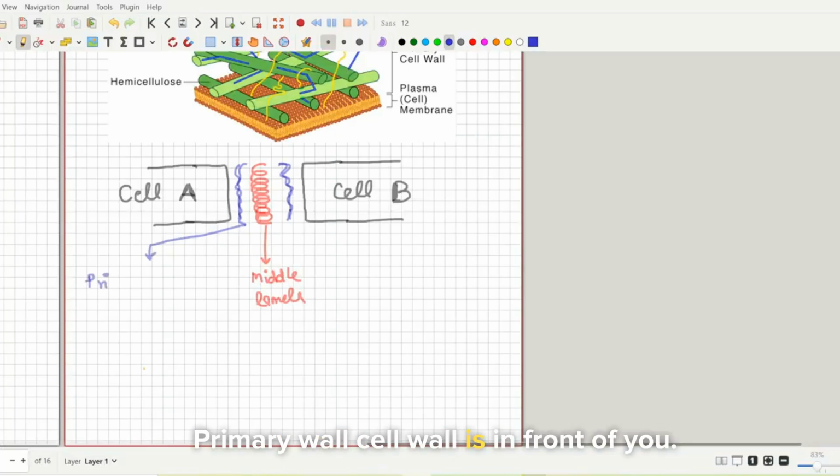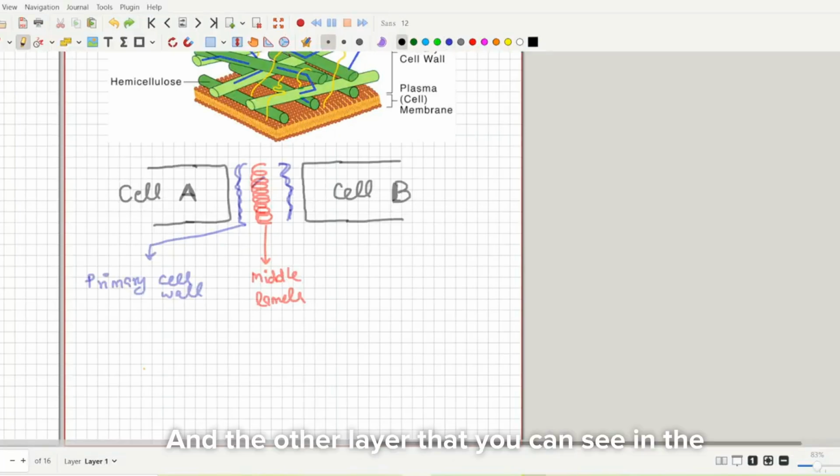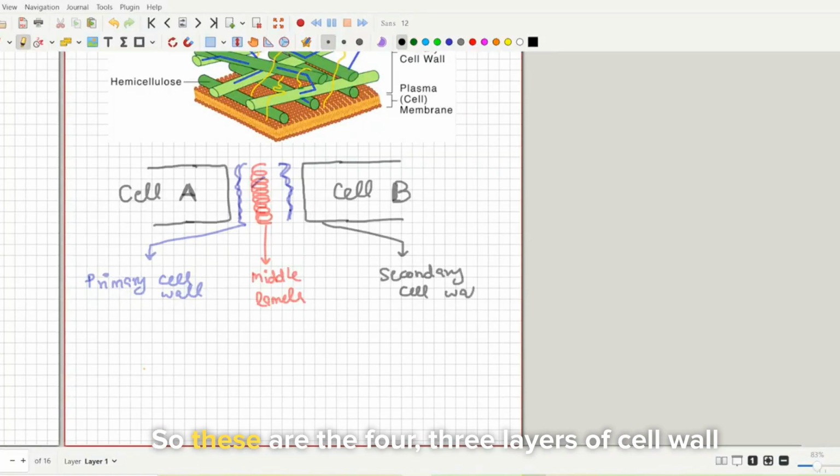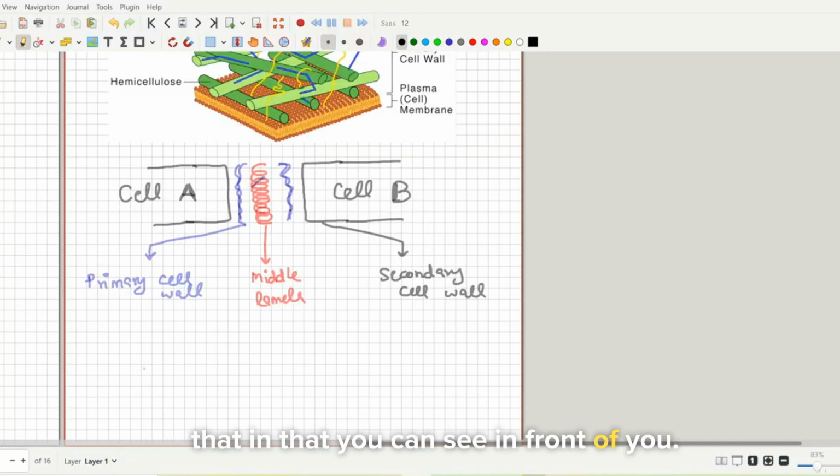Primary cell wall is in front of you, and the other layer that you can see in the inside is actually the secondary cell wall. So these are the 3 layers of cell wall that you can see in front of you. The middlemost is the middle lamella, then you have primary cell wall that is inside the middle lamella, and inside the primary cell wall is actually the secondary cell wall.